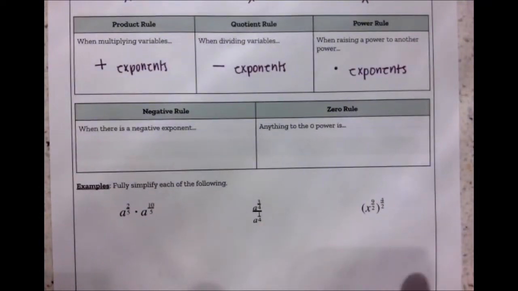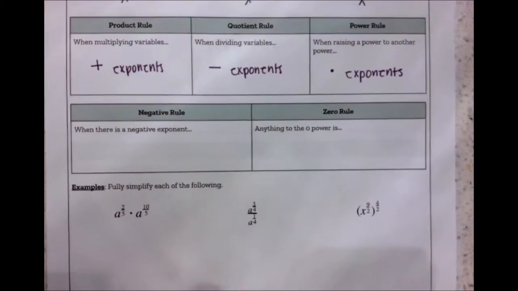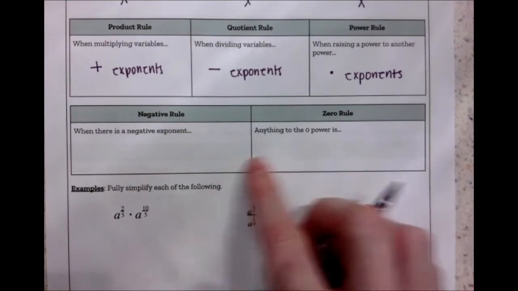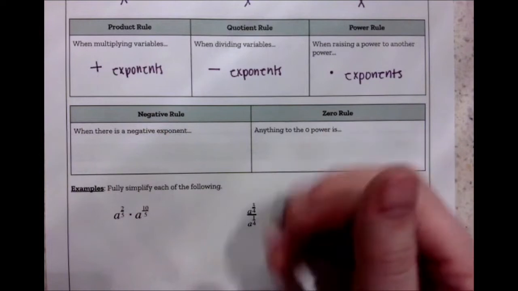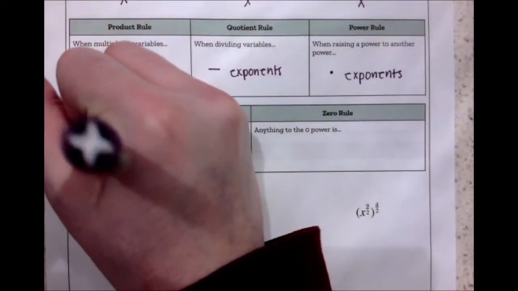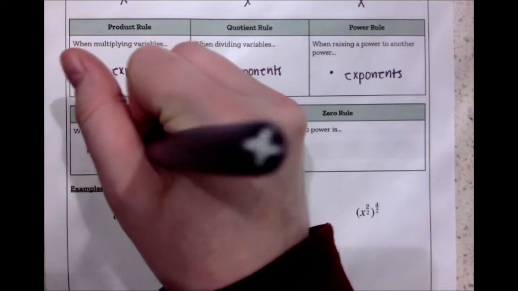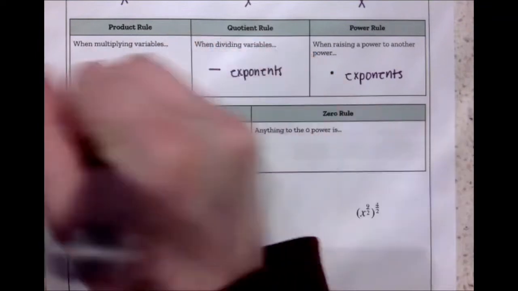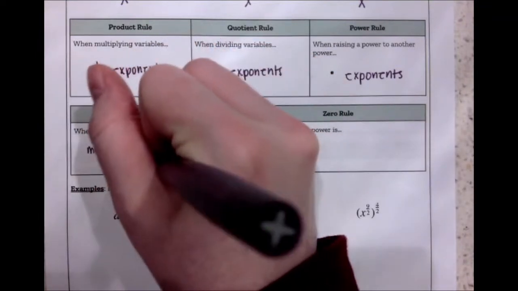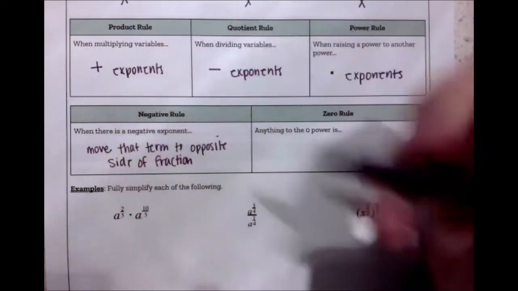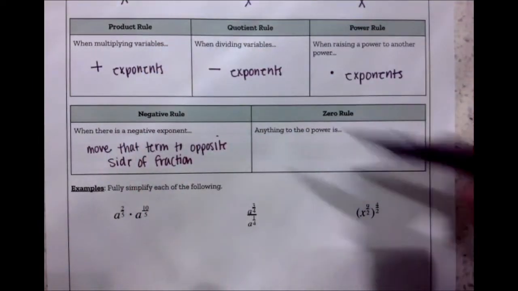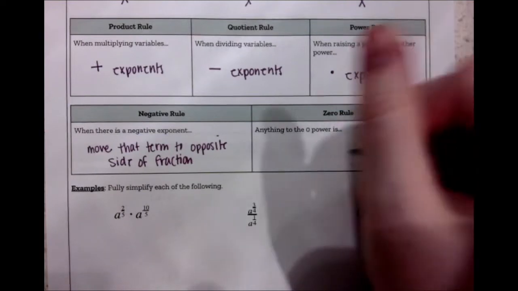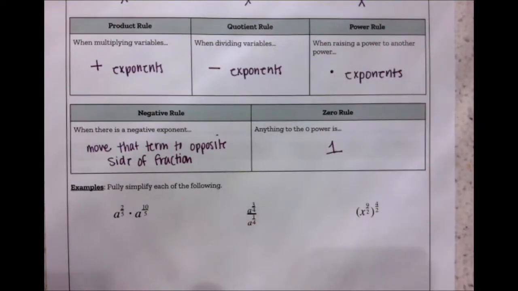And so now those rules are going to help us in our expressions today. And we have two more rules as well, the negative and the zero rule. Those don't come up as often, but they're important to know. So negative rule, whenever there's a negative exponent, we move that term to the opposite side of the fraction. So if it was negative on the bottom, we would move it to the top. If it was negative on the top, we'd move it to the bottom. And anything to the 0 power is 1.